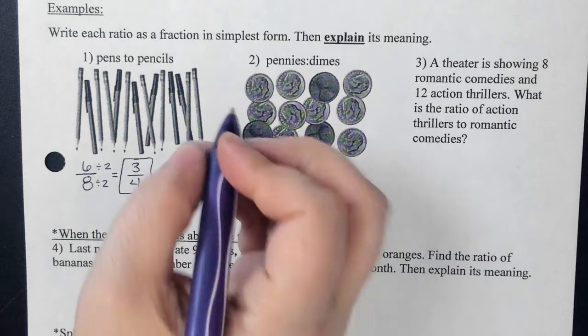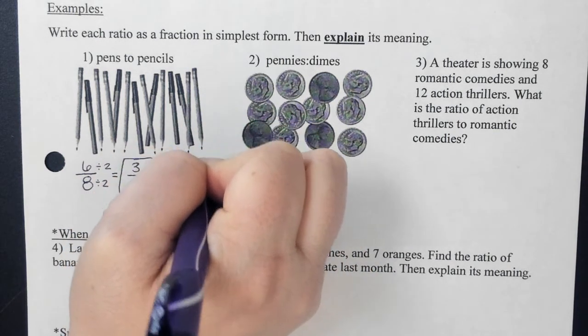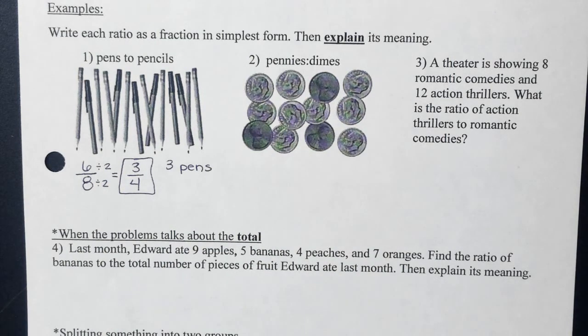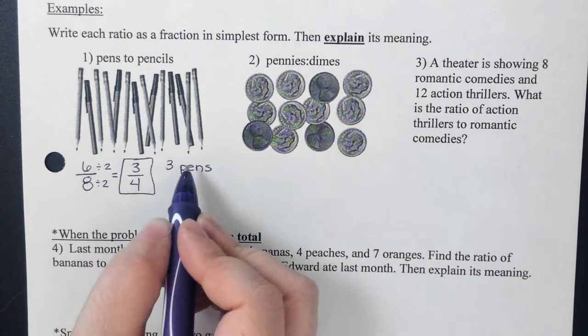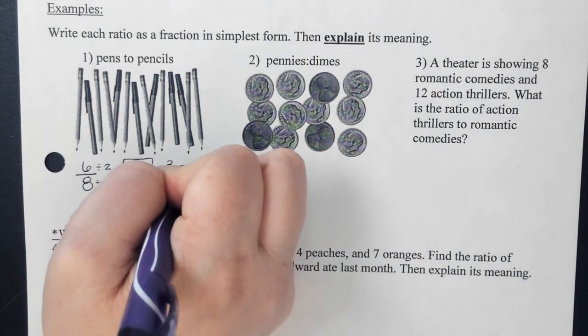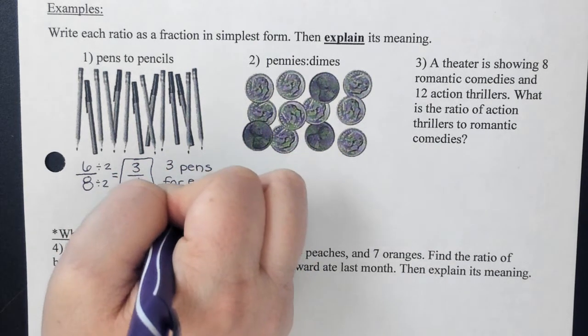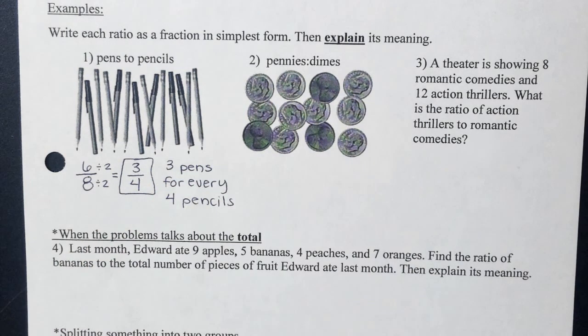3 is talking about the pins. All right, so we're going to say 3 is talking about the pins. And what's happened is every time there are 3 pins in this group, there are going to be 4 pencils. So I'm going to say 3 pins for every, because these are going to repeat together, for every 4 pencils. And that's my entire explanation.